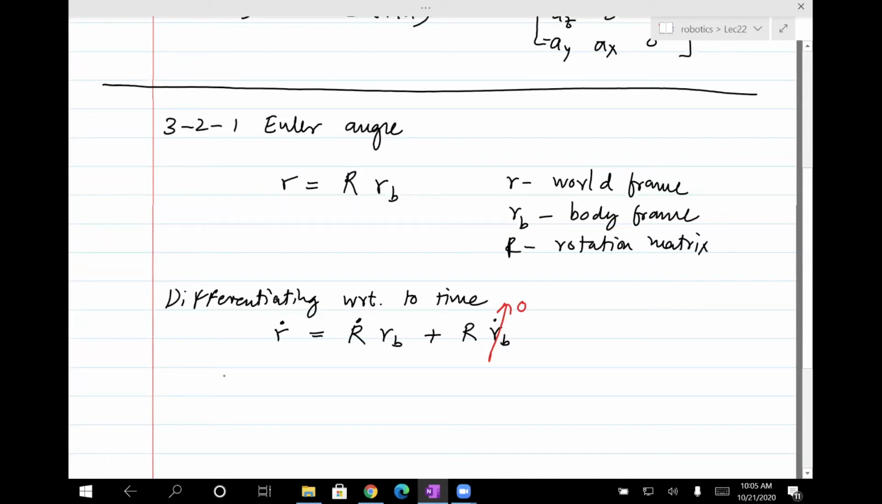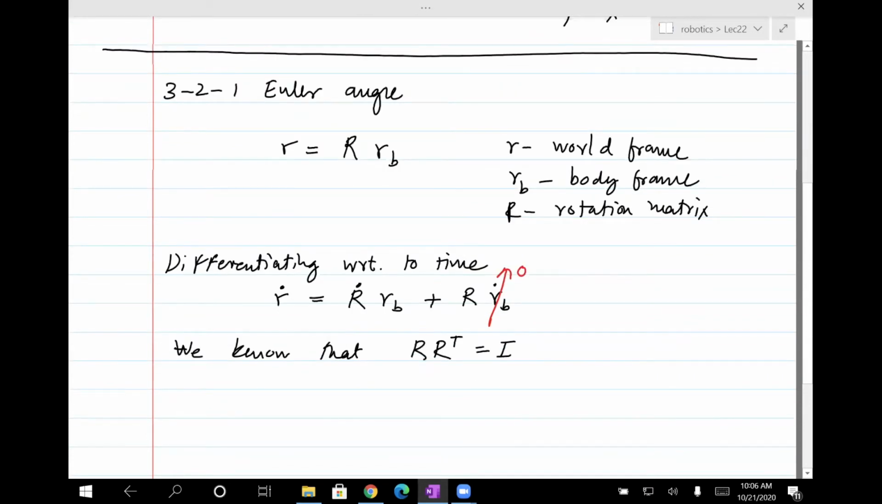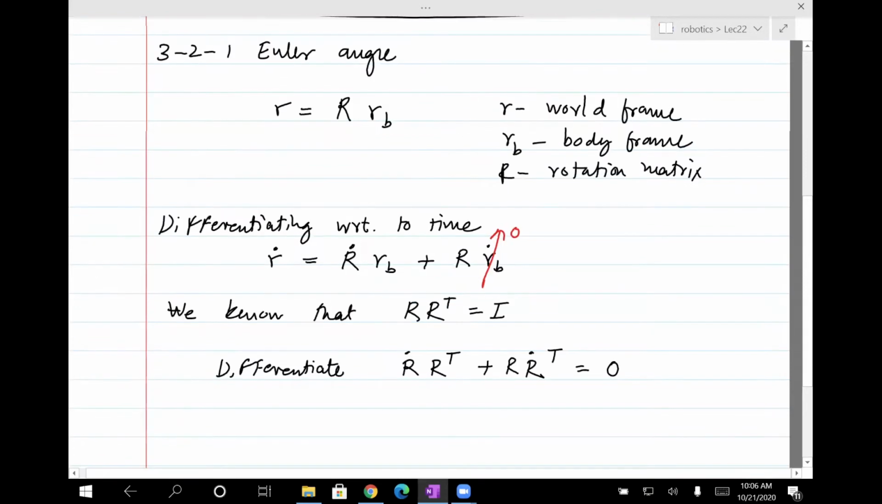Now we know this expression for the rotation matrix. We know that R times R transpose equals I, because R is an orthogonal matrix. It always satisfies this property. So if we differentiate this expression with respect to time, we have R dot times R transpose. That's the first part. And then because of the chain rule, we also need to differentiate the second part, and the total equals 0. The derivative of the identity is simply 0.